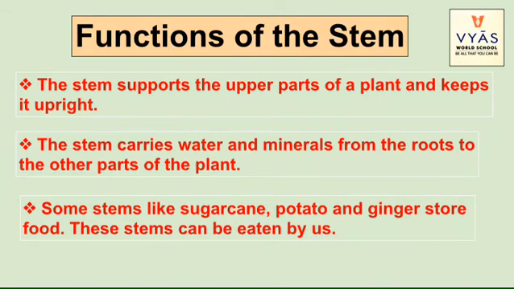We know that leaves prepare the food for the plant. So after the food is prepared by the leaves, it is the stem that takes the food from the leaves and sends it to the other parts of the plant. Some stems like sugarcane, potato and ginger store food, and these stems can be eaten by us.